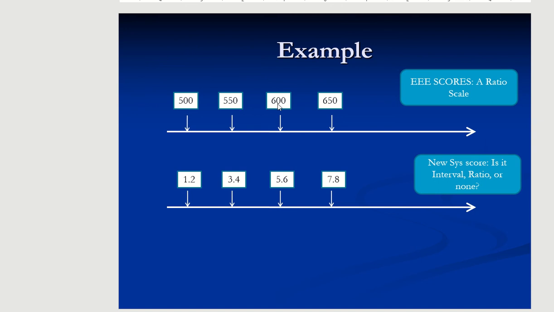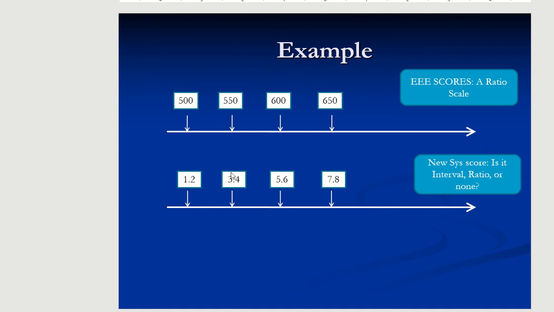And 150 to 600 is also 50. And 600 and 650 is also 50. So the jumps here are 50, 50, 50. If I move into the new scale, is the jump also equidistant?